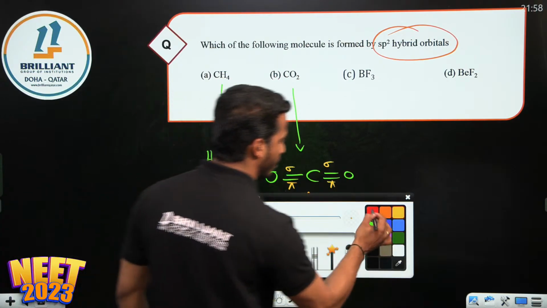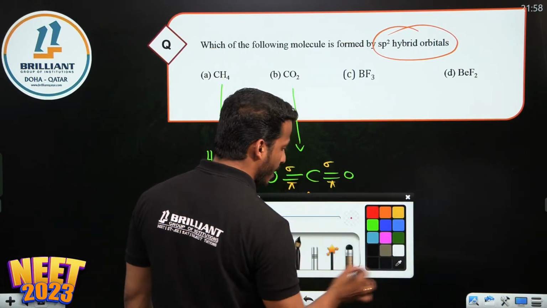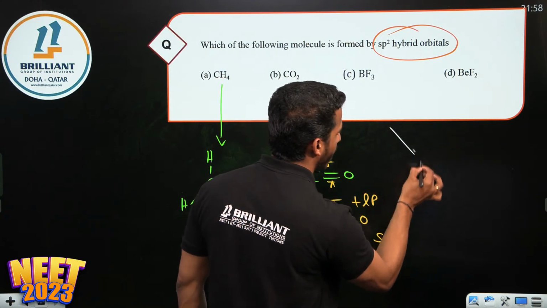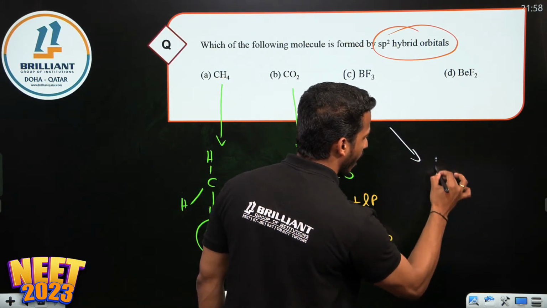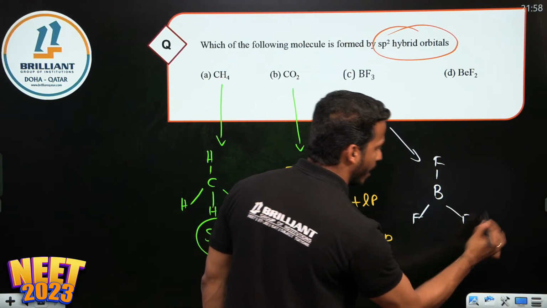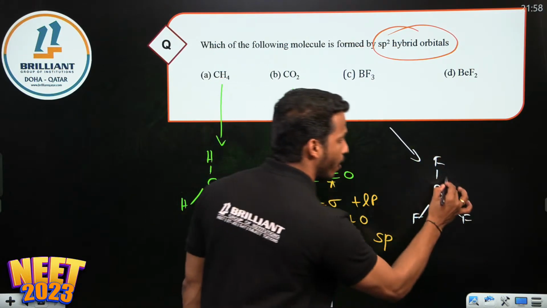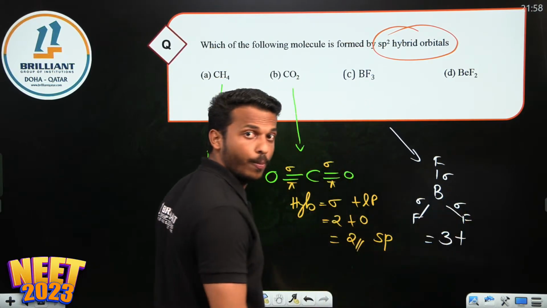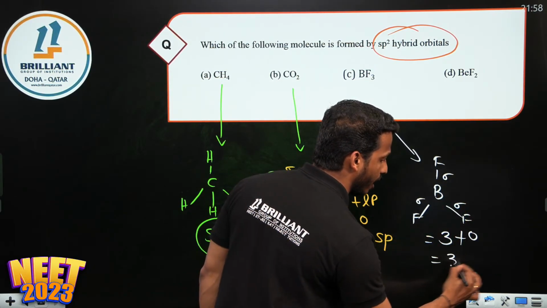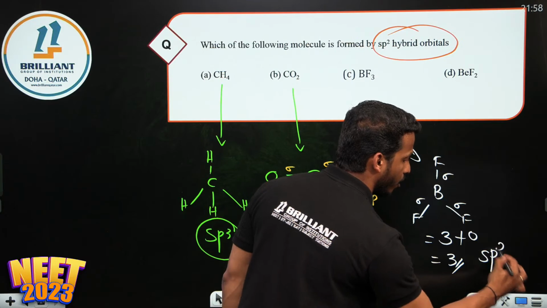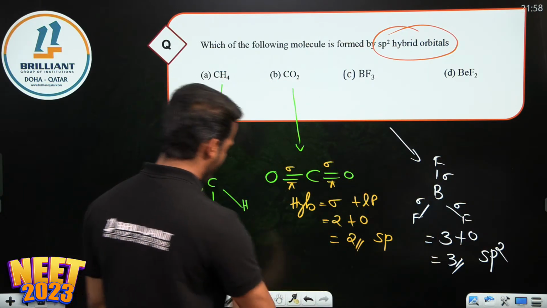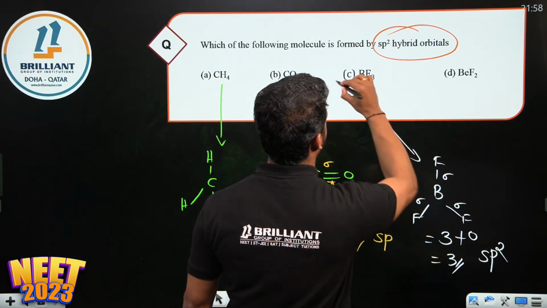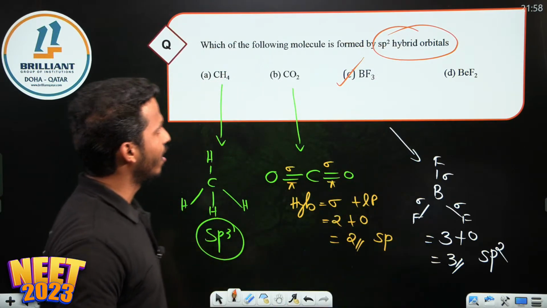Let's go for option 3. Option 3 is BF3. Careful, all of you. BF3 has trigonal planar shape. Total how many sigma bonds? 1, 2, 3. Is there any lone pair on boron? No. So total is 3. 3 means sp2. Yes, here we have sp2 hybridization. Option C is the correct answer.